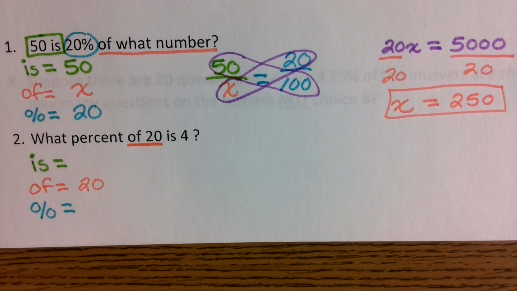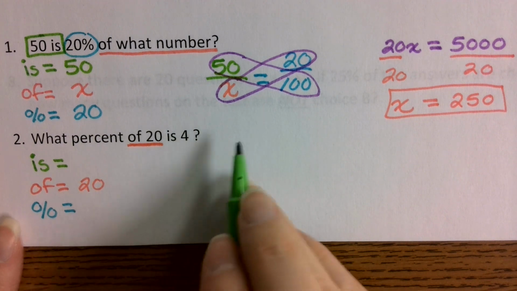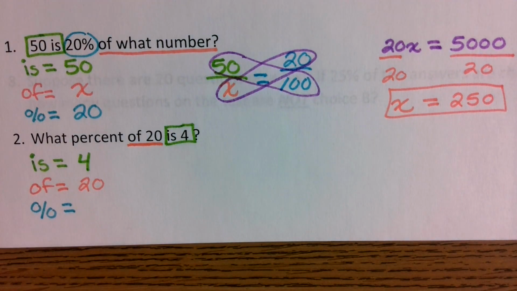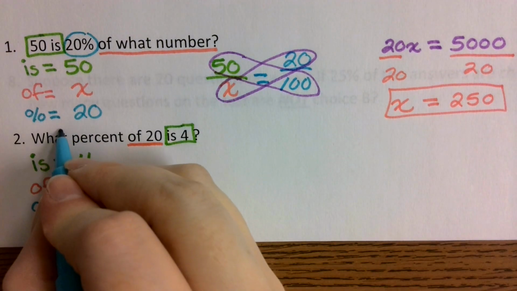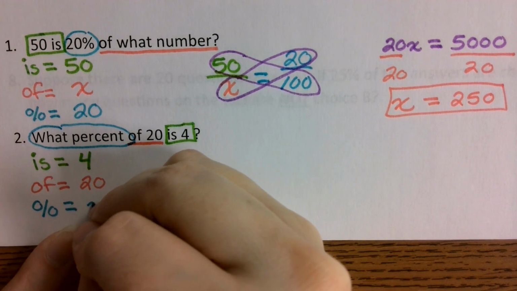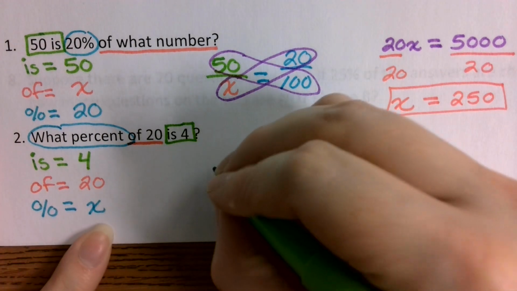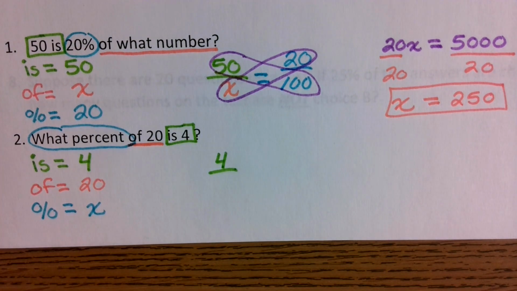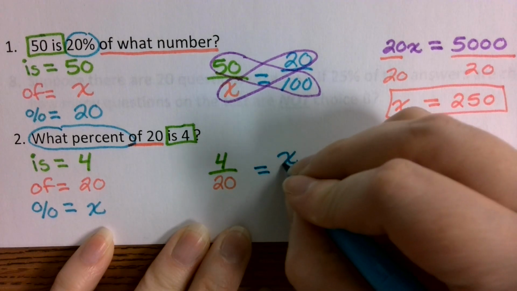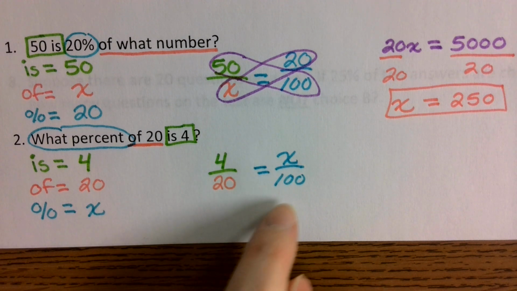What about the 4? Is. It says is 4. Okay, of 20 is 4. So the 4 is going to be our is value, which means that the thing that's missing is our percentage. Makes sense? It says what percent. Well, we don't know what the percent is going to be, so that's our variable. We're going to put an X. Now we just fill in the information. 4 over 20 equals X over 100. Is over of equals percent over 100.